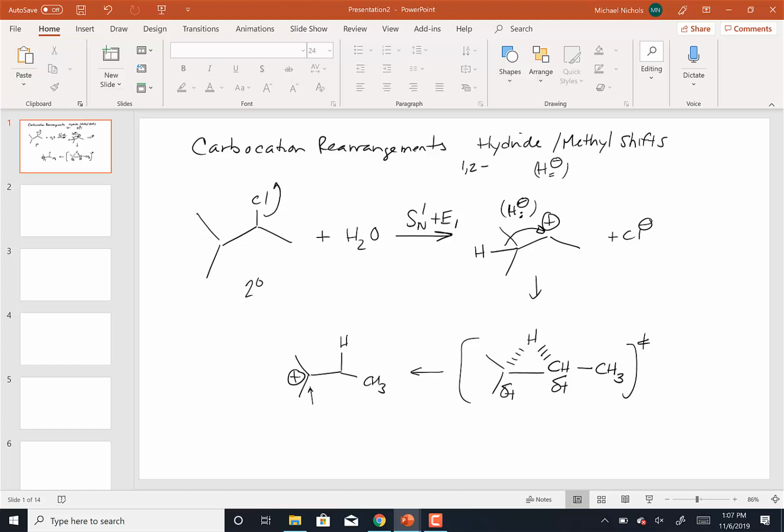So now, once we have this carbocation, I can do my SN1 or my E1 or both. So now my water comes in and attacks that carbon, and in 2 steps, meaning the water adds, you lose the H+, I form my final product, which is that. So I form the alcohol out of that reaction.